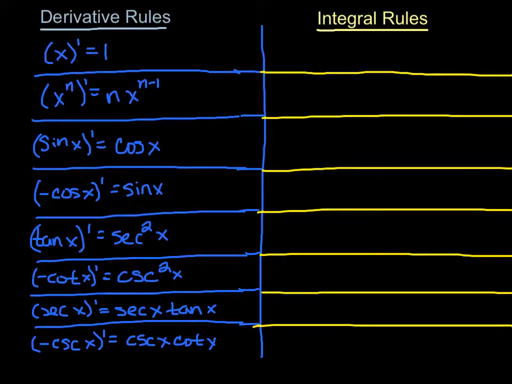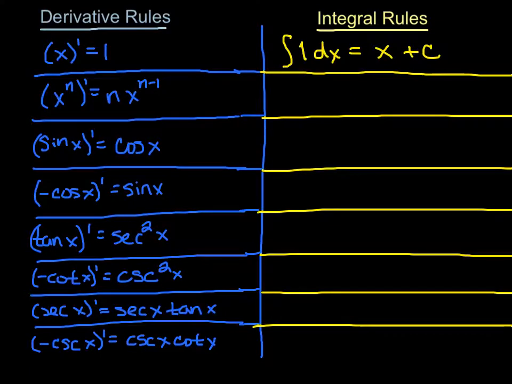So the integral is going to be the exact opposite, go in the opposite direction. So if we try to take the integral of 1, it's going to be equal to x. And don't forget that plus c, because if we took the derivative of x plus c, we'd be left with just 1. Okay? So let's look at the power rule now.